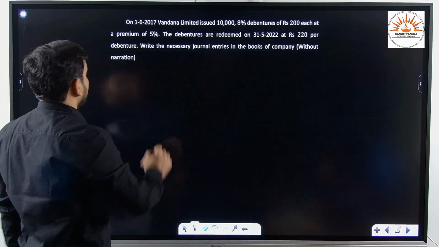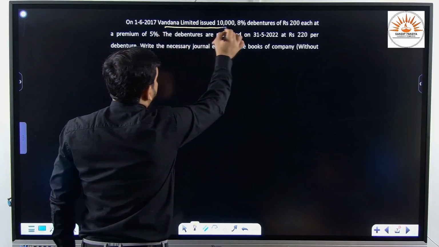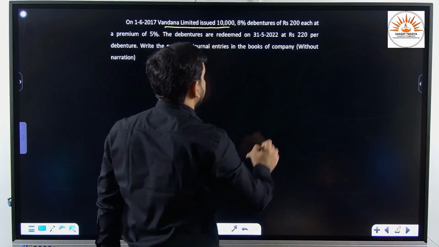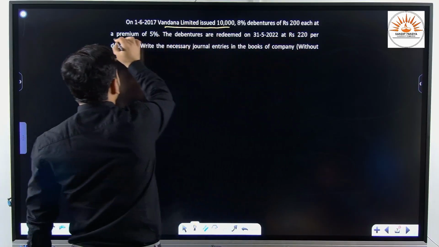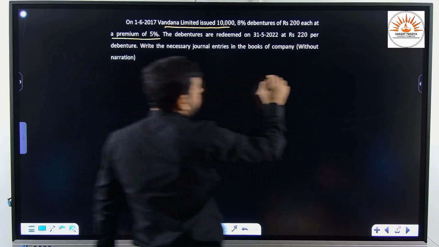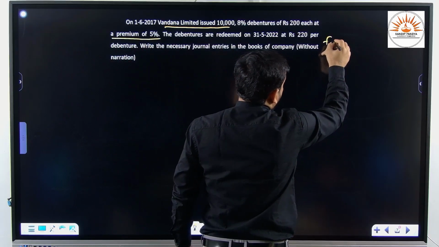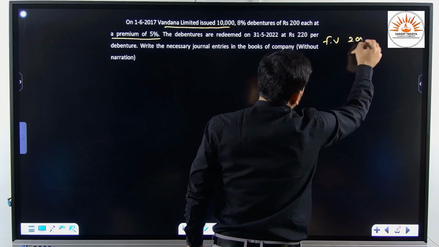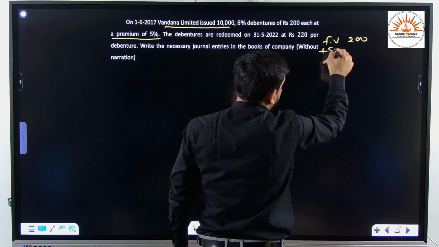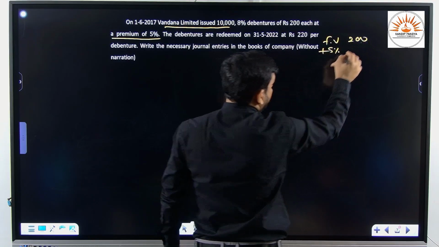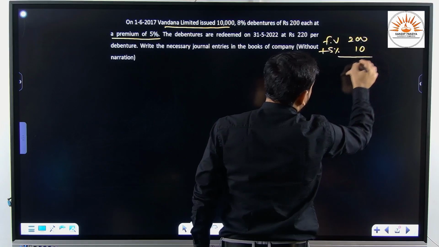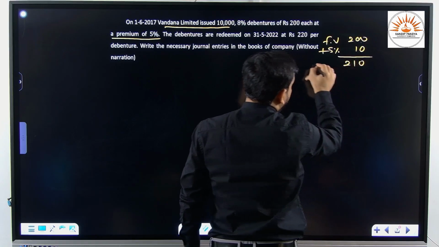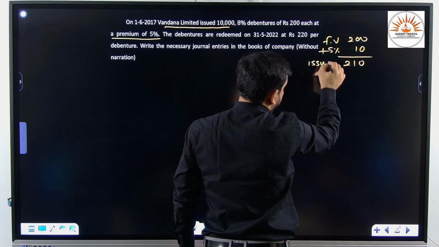On 1st June 2017, Vanna Limited issued 10,000 8% debentures of 200 each at a premium of 5%. So our face value was 200 plus 5% premium, that is 5% of 200, which we can say is 10 rupees. So 210 will be the issue price.